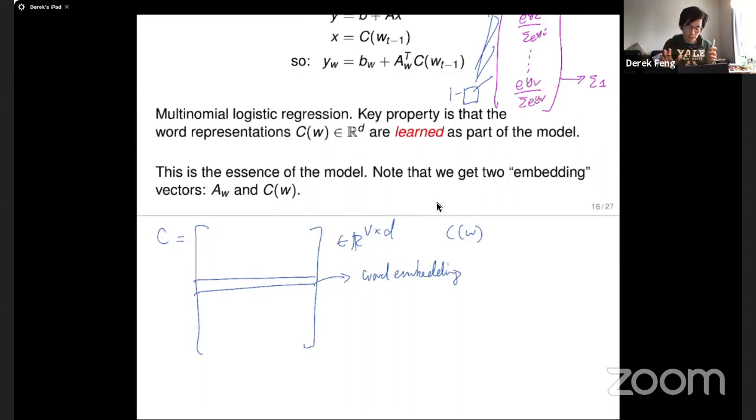Does everyone understand what C means? C is V by D, and you can index the rows by the number, but you can also index them by the word. So let's think of the word "cat", and then this is C of cat.